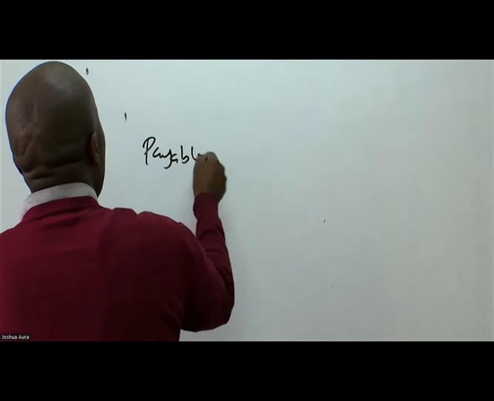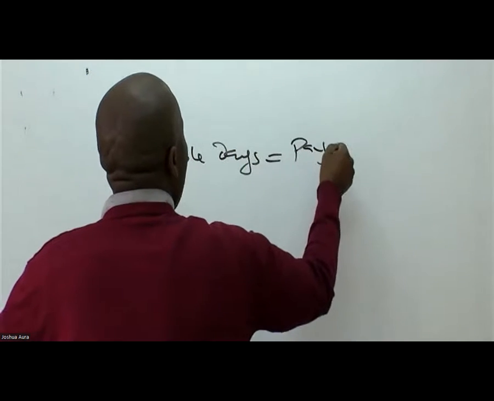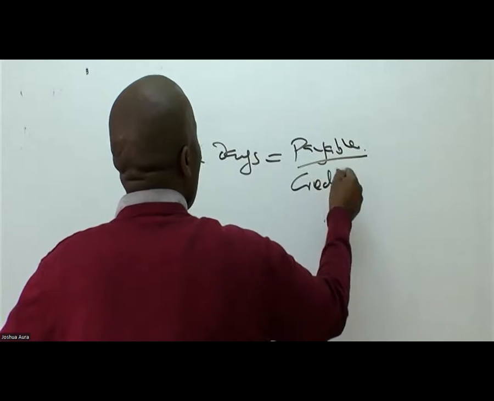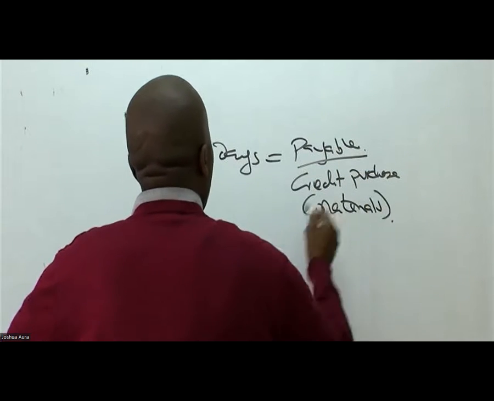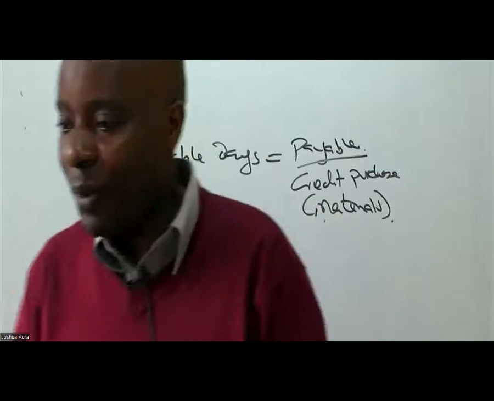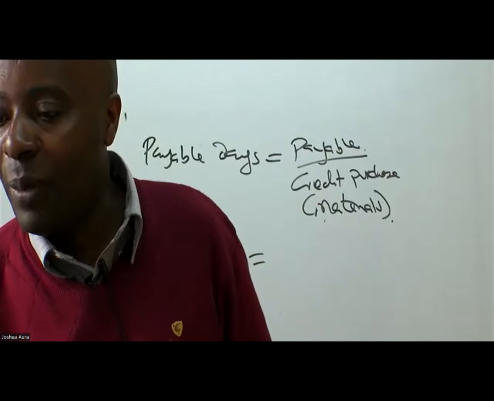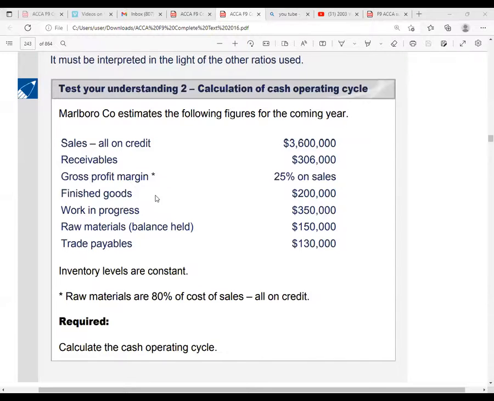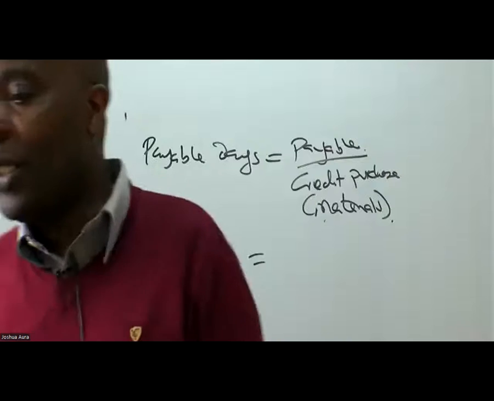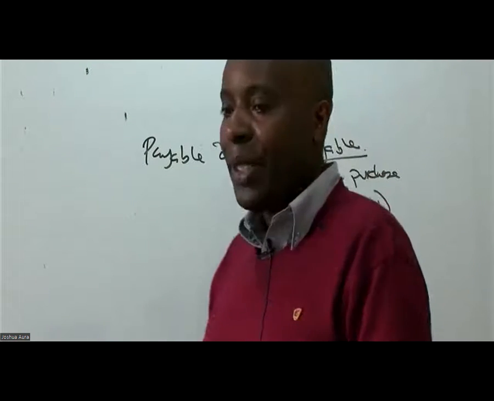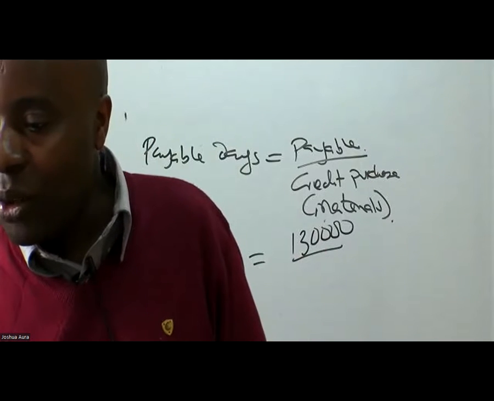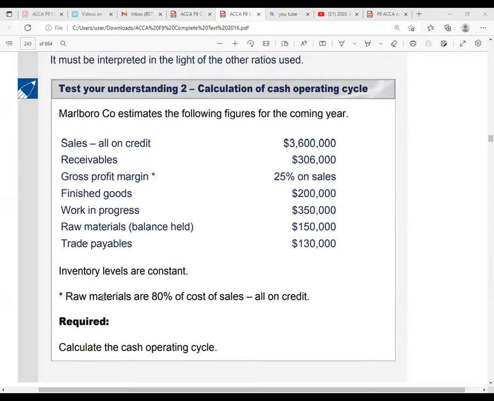For payable days, just look for payables divided by credit purchases. And normally what do we purchase? Normally we purchase raw materials. And the payables that you gave me here are 130,000. So I'll take 130,000 over the credit purchases. And if you remember very well, the material credit purchases were given a figure here. They told us raw materials are 80% of cost of sales and all are on credit.